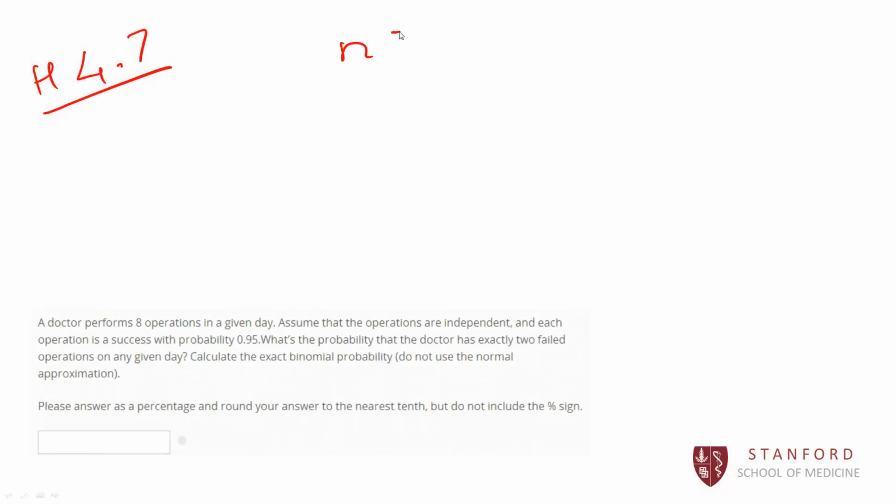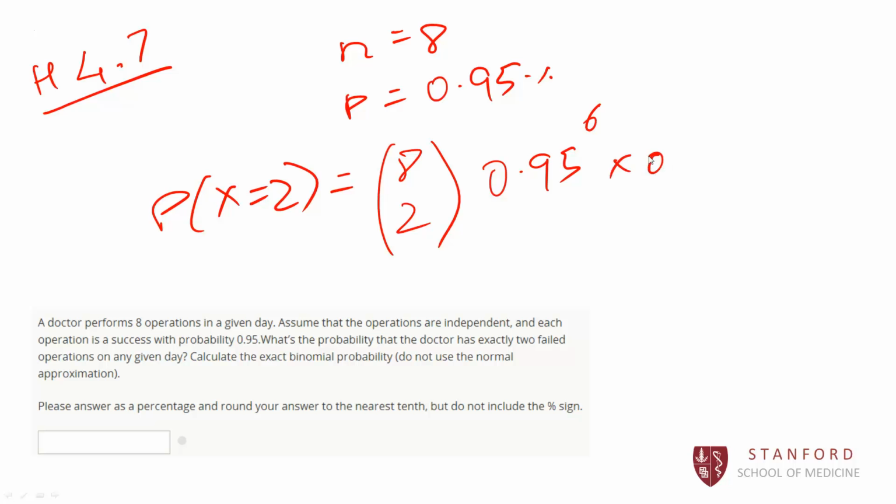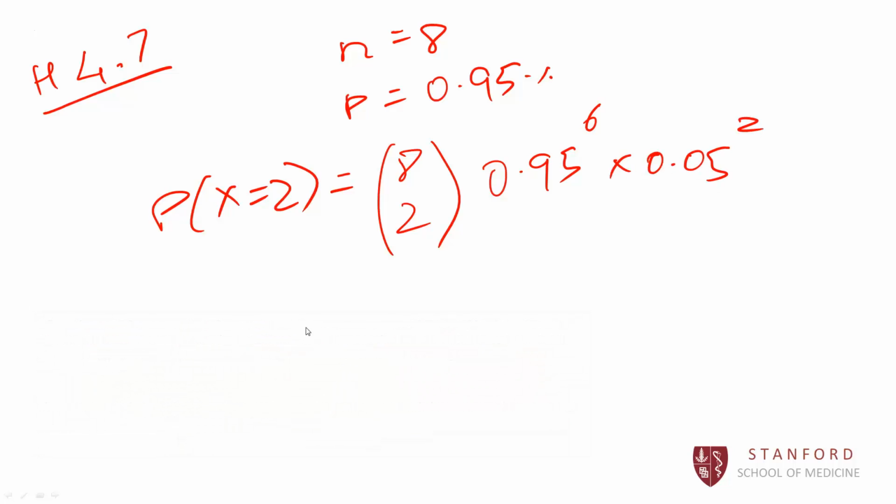This question has a doctor who performs 8 operations a day. The probability of success of any one operation is 95%. We want to find the probability that the doctor has exactly 2 failed operations on a particular day. Directly applying the binomial formula to this question, we have 0.95 raised to 6 because we have 6 successful operations, and 0.05 raised to 2 corresponding to the 2 failed operations, and we see that the probability is 5.1%.